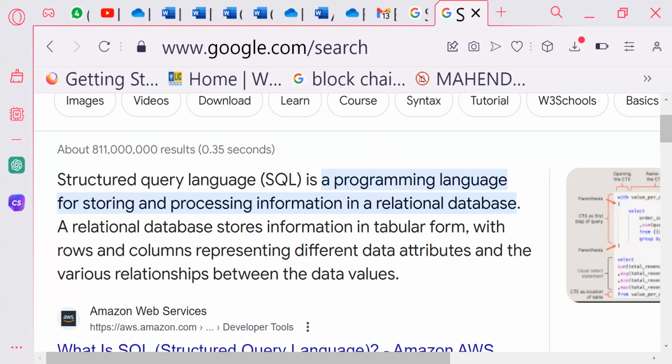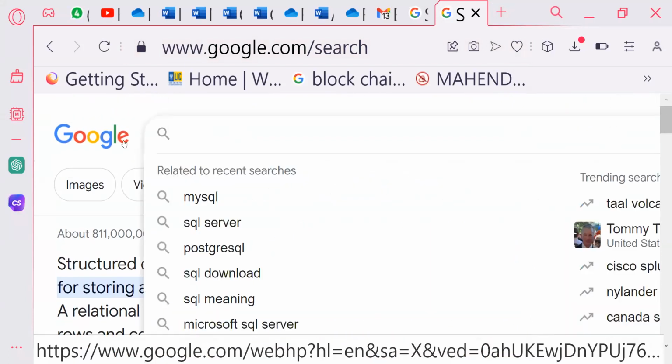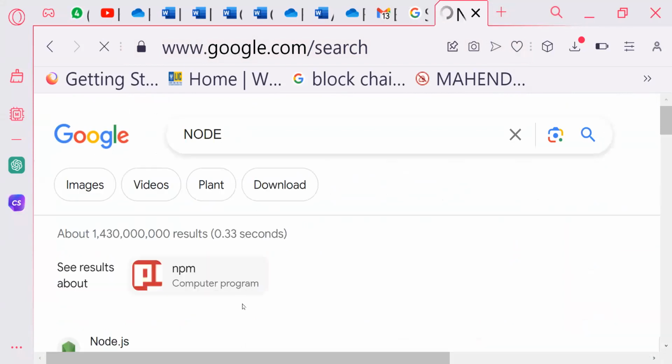What is that question? SQL. Then what is that node? Can any computer candidate answer me? What is node? Can any computer candidate try to answer this? See, you and I may not be able to answer because we have not studied computer. But computer boys who have studied, you must be able to answer what is a node.